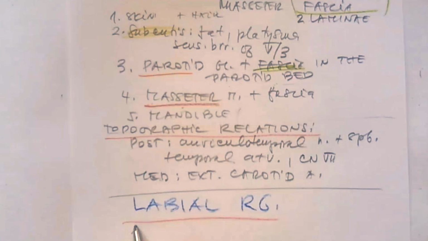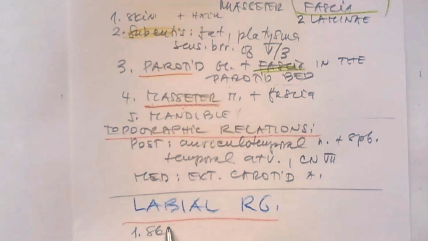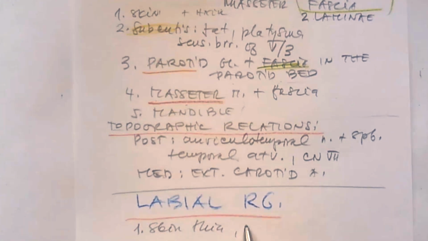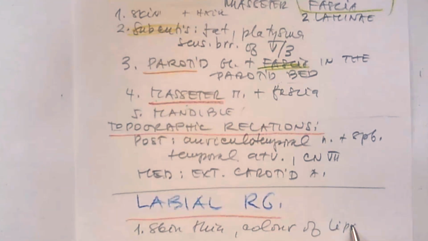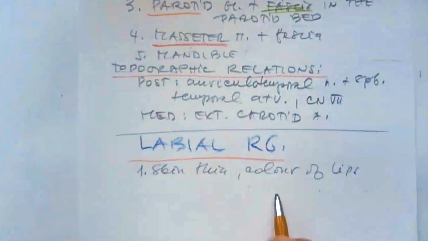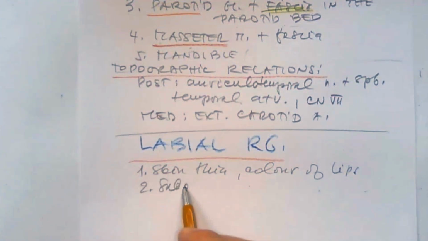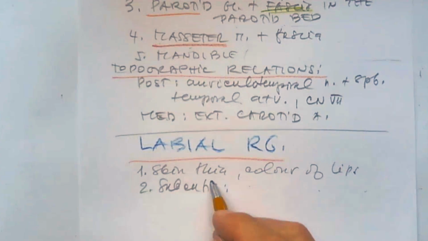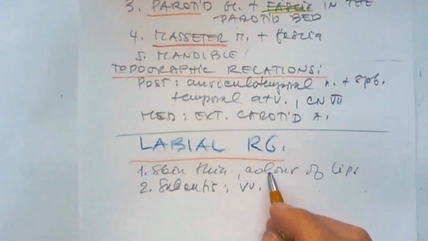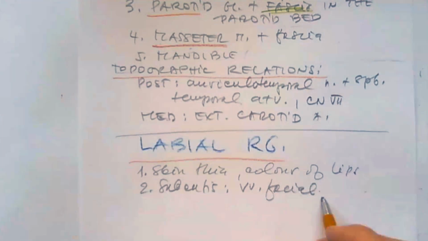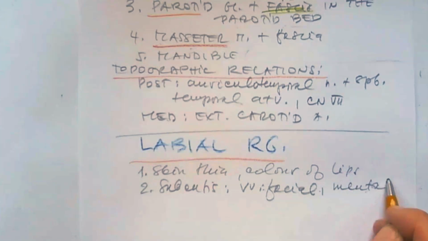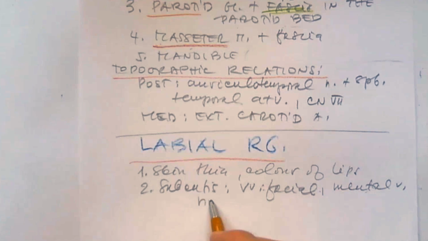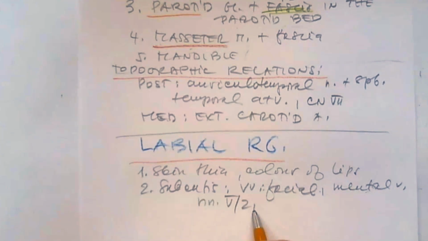First of all, description of the layers. Skin is thin skin. We control the color of the lips, which is light red, bright. In the subcutis, what we see are the branches or the tributaries of the facial vein, facial veins, mental vein, then superficial nerves from the second and also third branch of the trigeminus.